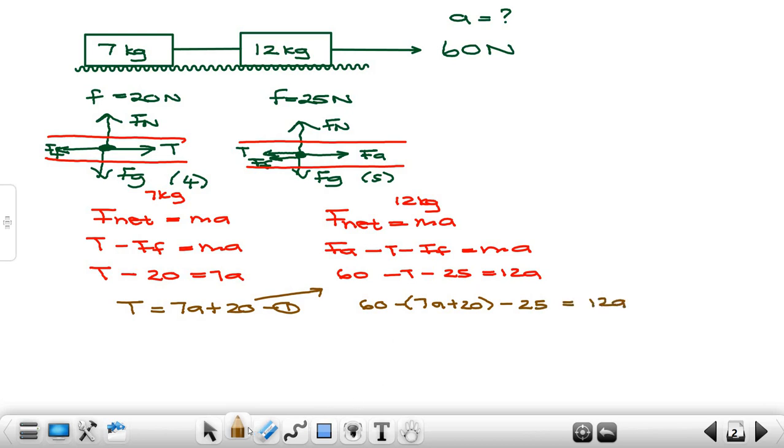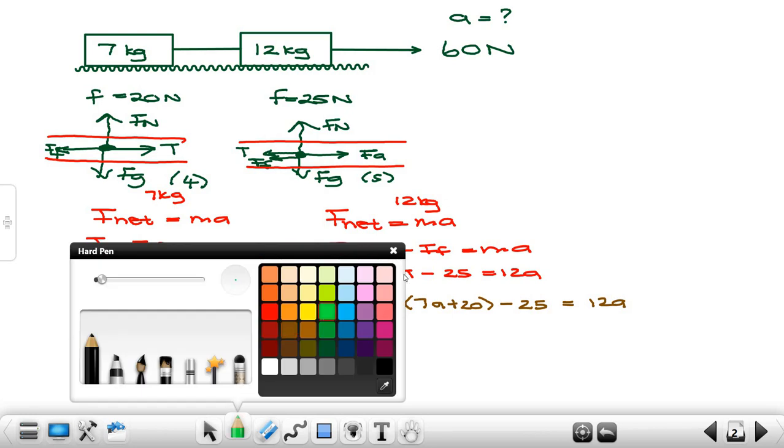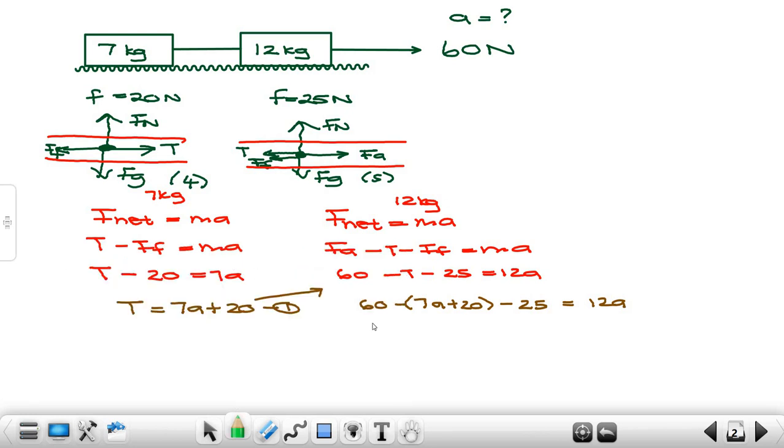Now what do we have to do? We have to multiply that negative sign inside, so we must get rid of the bracket. So it will be 60 minus 7A minus 20 minus 25 is equal to 12A. So now this is 45. So 60 minus 45 is how much? Is 15. So it is 15 is equal to 12A plus 7A. So that's 19. So we have 15 over 19.